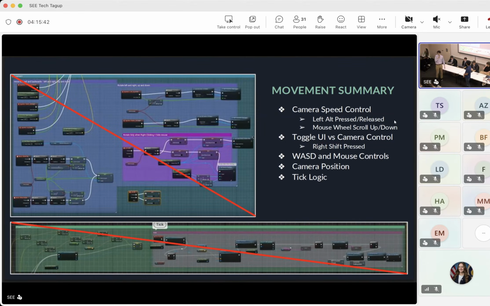So you can see here, those are what some of the blueprints look like. We just ended up completely removing them. We have a ton more examples like this, but these are just the ones that we showed off. This one manages the camera speed, so it's just been completely converted into a C++ function as opposed to all of this.